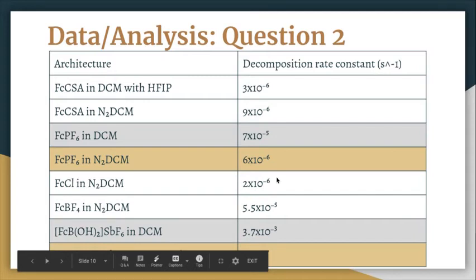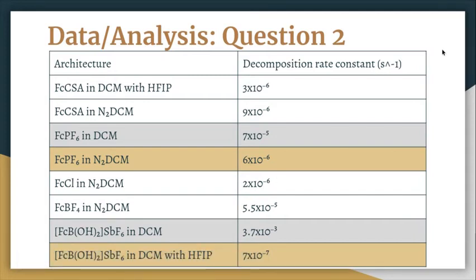Now, if we look at the bottom here with this catalyst, in normal dichloromethane, its decomposition rate constant is actually very fast, but with the placement of the co-solvent HFIP, hexafluoroisopropanol, its decomposition rate constant is significantly lowered, making it the most stable architecture of the entire testing group.